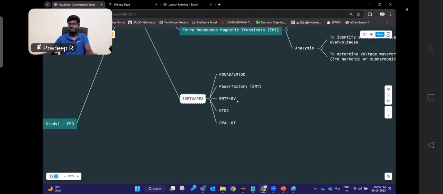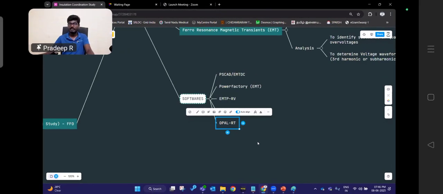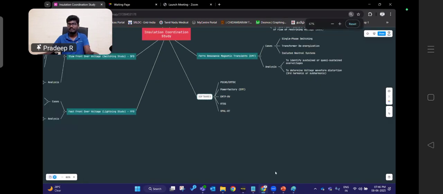Then EMTP-RV, then RTDS, the real-time digital simulator, then OpenRT. OpenRT is the hardware thing. Working on OpenRT takes a large time to simulate even basic systems, and the results we can observe only mechanically. Mechanically means in the CRO, we observe all the waveforms. Among these software packages, we will mainly be focusing on PSCAD.